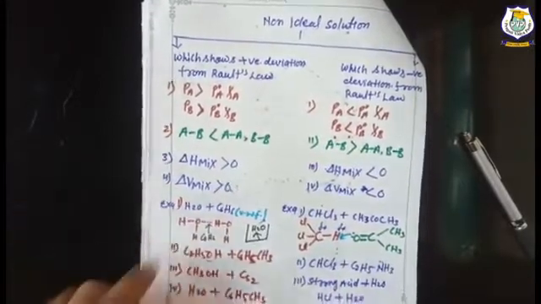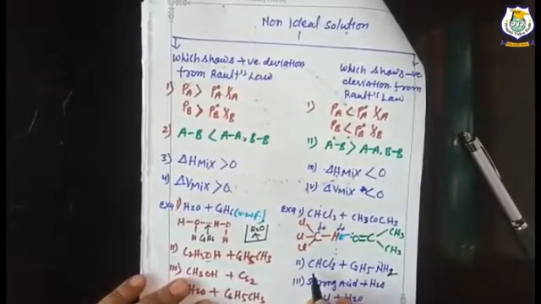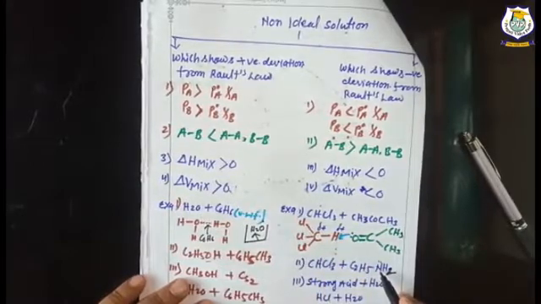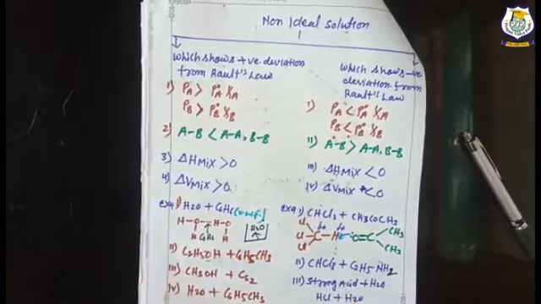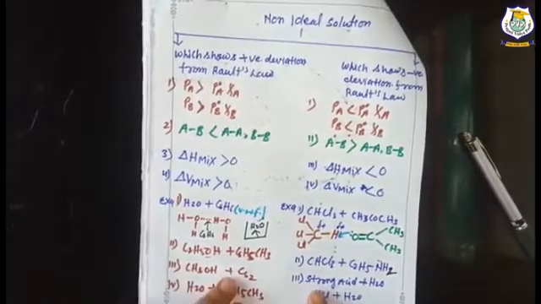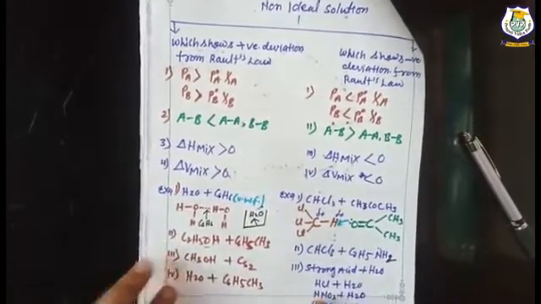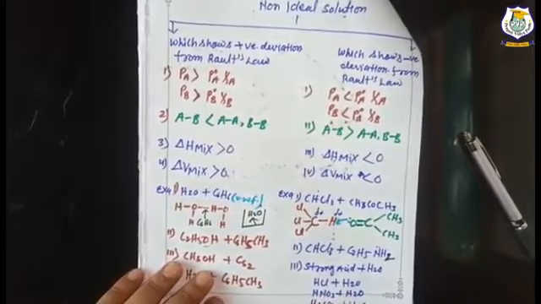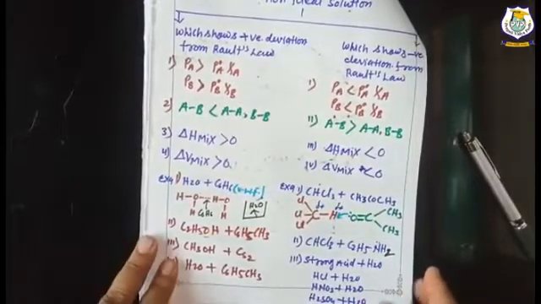Another example, C2H5NH2 and chloroform, same condition. C2H5NH2 is a nitrogen containing compound. If a nitrogen or oxygen containing compound is present, they donate the lone pair to the polar solvent. And next example are strong acid and water. Strong acid में बहुत सारे acid होते हैं like HCl, H2O, HNO3, H2O, H2SO4, H2O. These are the examples of non-ideal solution showing the negative deviation.